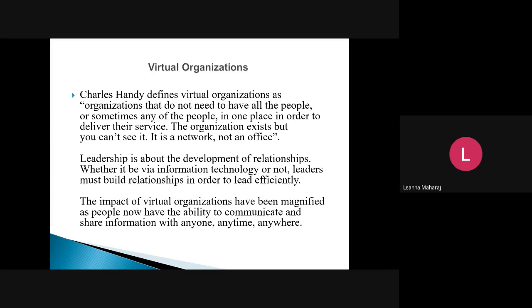Leadership is about the development of relationships. It doesn't matter if it's through information technology or not. Leaders must build relationships in order to lead efficiently and effectively. And we all know the impact that virtual organizations have had on the world. It has been magnified as people now have the ability to communicate and share information with anyone, anywhere, and at any time.